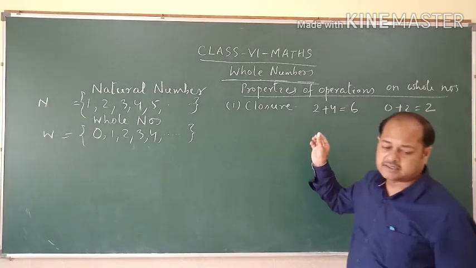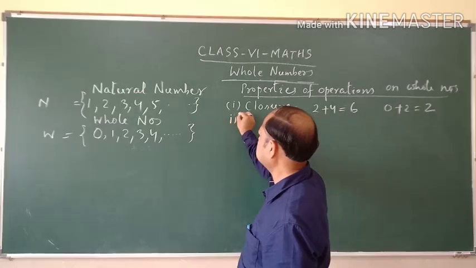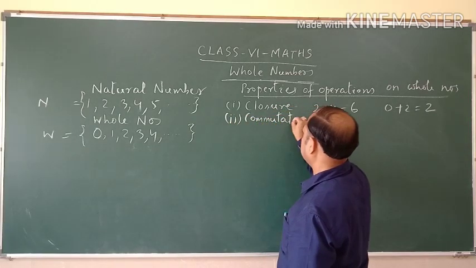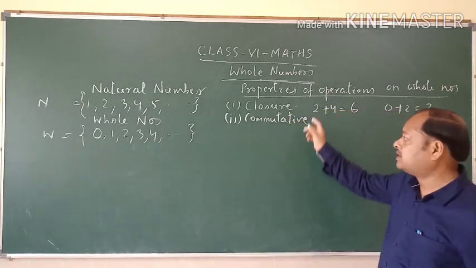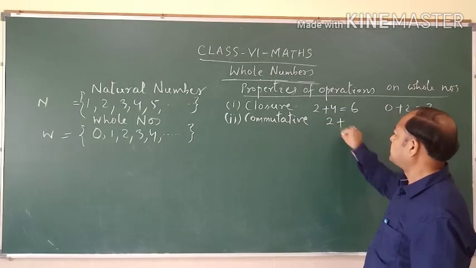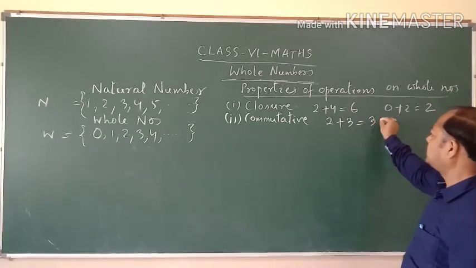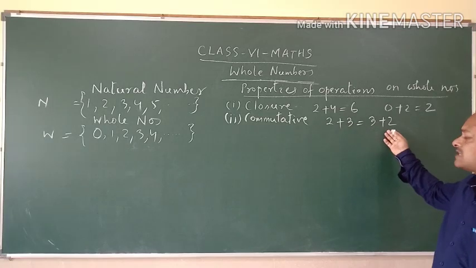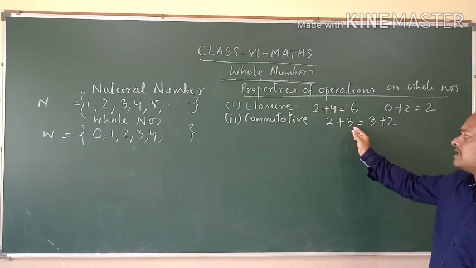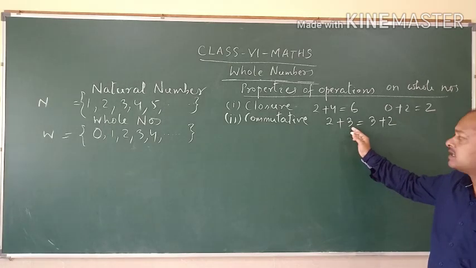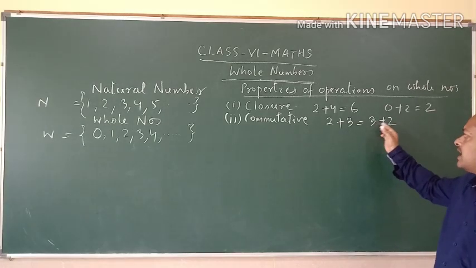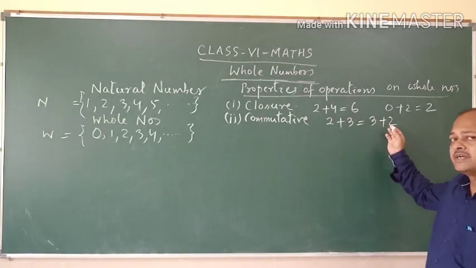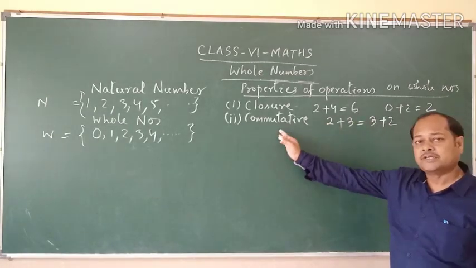Go to the next property, the commutative property. What do we mean by the commutative property? Suppose 2 plus 3 equal to 3 plus 2. We see that the left hand side result and the right hand side result are the same. Here 2 and 3 are whole numbers, and 3 plus 2 also, and the results are the same. So 2 plus 3 equal to 3 plus 2 holds true. This is called the commutative property.